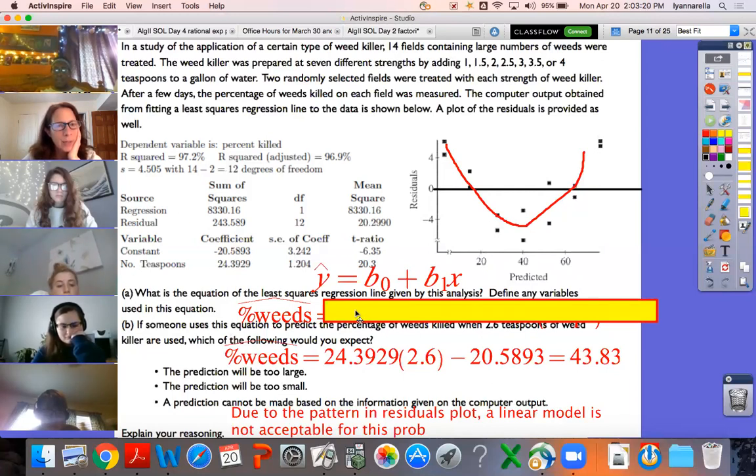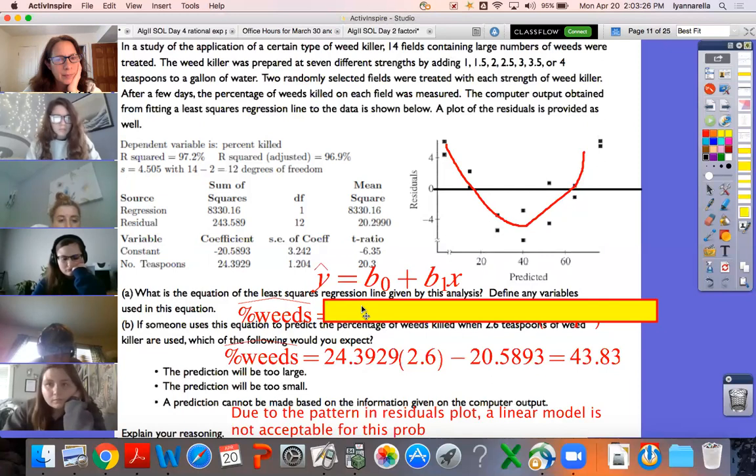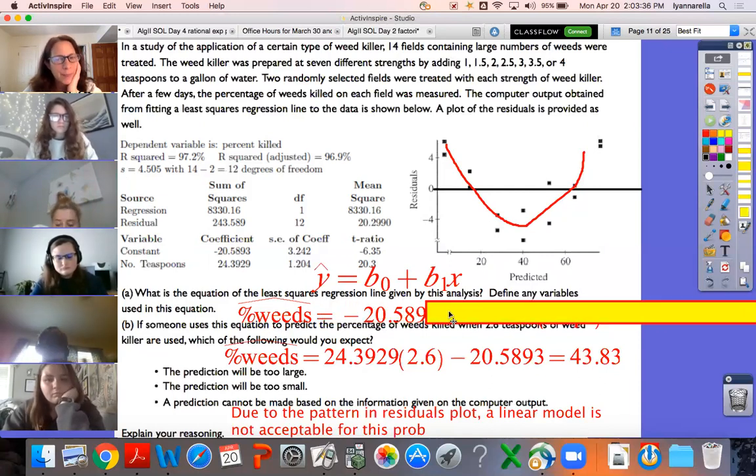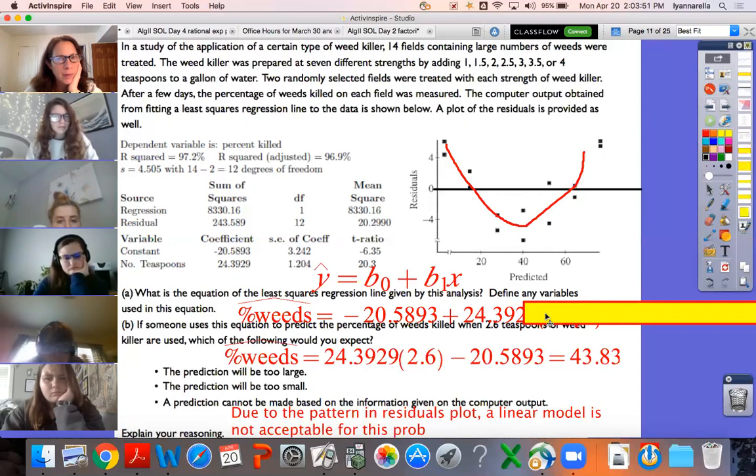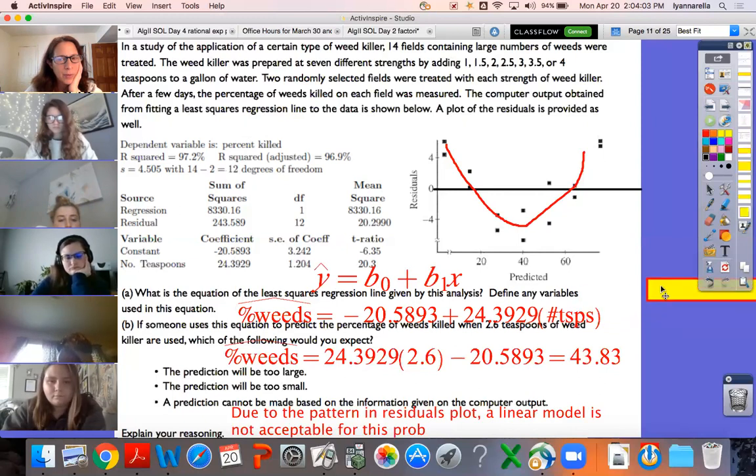So the y hat is the dependent variable. That would be percent killed, percent weeds killed. Okay, and then the rest of it's easy. What are you going to put in for the y-intercept? It's always under the constant. So which number is the constant? Negative 20.58. Yep. And then what is the slope? 24.392. Right. And then what is the x variable called? The strength of the weed. Right, whatever the slope is, that's the x variable right there. So number of teaspoons.